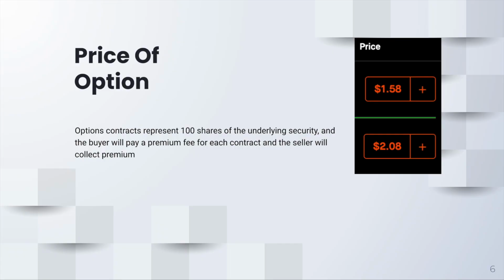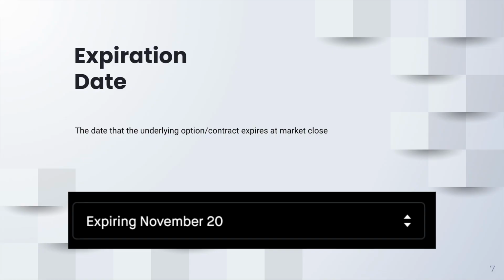And then the price of the option. Option contracts represent 100 shares of the underlying security, and the buyer will pay a premium fee for each contract and the seller will collect the premium. And you can't forget about the expiration date, which is the date the underlying option contract expires at market close. So for this option contract, it expires on November 20th at market close.